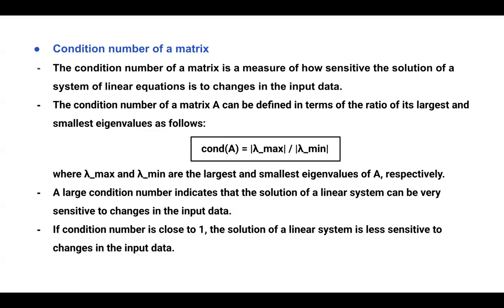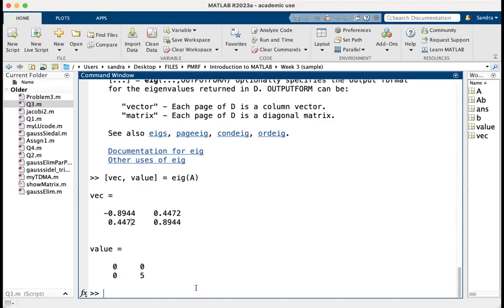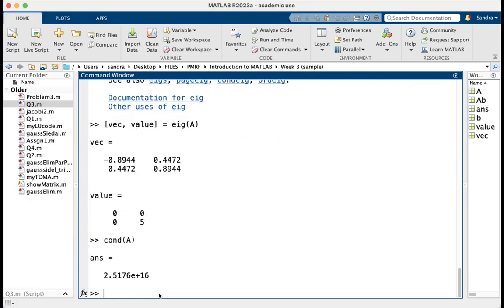There are different ways you can find the eigenvalues here. Once you have found the eigenvalues, you can find the condition number. If you don't want to go this route of finding eigenvalues and then the condition number, there is a MATLAB command called COND, which gives you the condition number. This is a very high condition number. A very high condition number means the system is very difficult to solve. For a slight change in x1, x2, the system will deviate very much.